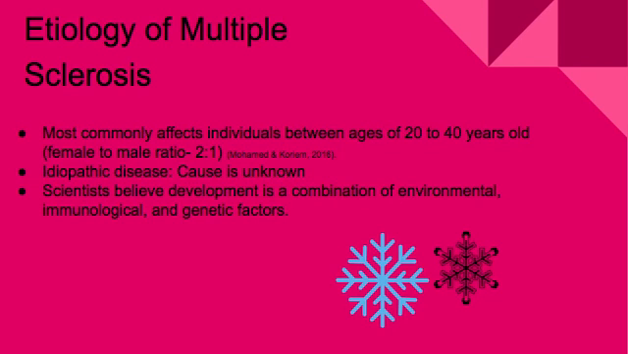Pathology of multiple sclerosis. MS usually affects individuals between the ages of 20 and 40 and is most commonly seen in women. There is a 2-to-1 female to male ratio for this disease. The cause of this disease is still a mystery, but it is believed that a combination of environmental, immunological, and genetic factors are to blame. And another important thing to remember is that MS is like snowflakes. It affects everyone differently, and no two cases will show the exact same side effects.